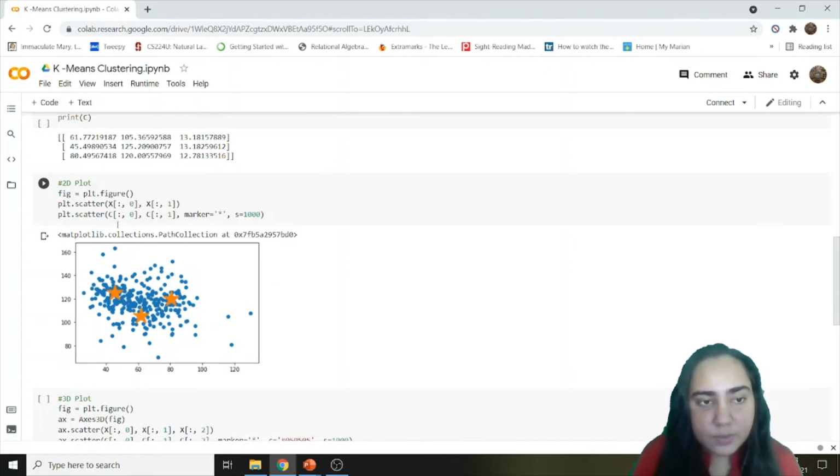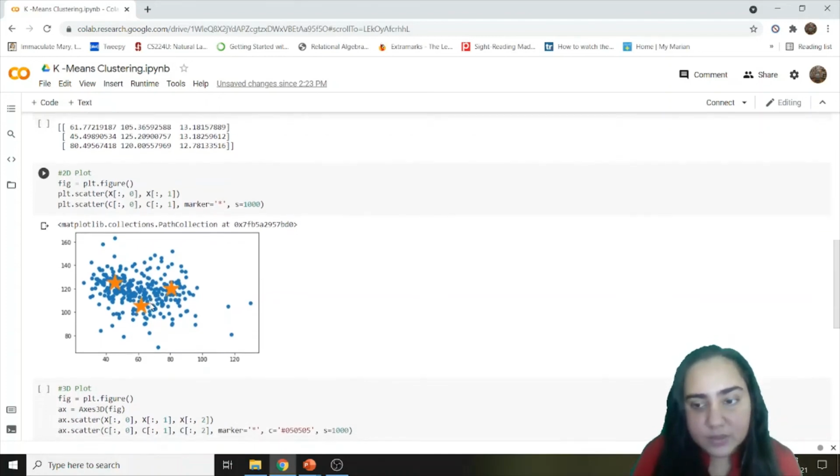And I will be plotting the centers as well. So these stars that you see are the centers which we created, and I'm writing here marker equal to asterisk, which means it will be printed in the shape of a star, as you can see, yellow star. Okay, so this is what it will look like in a 2D space.